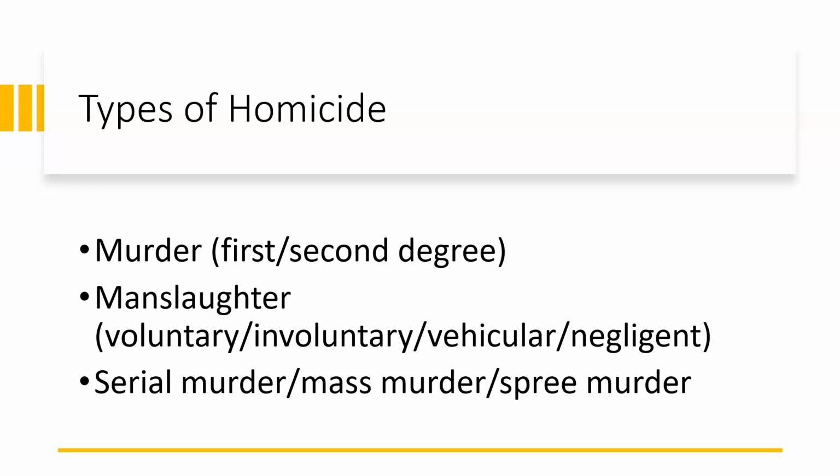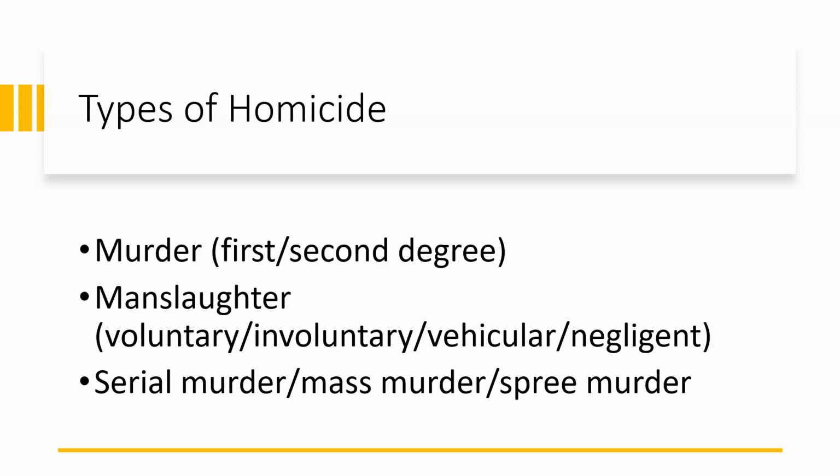And then moving on to other types of homicide, we have serial murderers, mass murders, and spree murders. And a serial murderer is someone like Jeffrey Dahmer, who killed numerous people over many years. Mass murder is generally when a lot of people are killed at the same time in the same place.